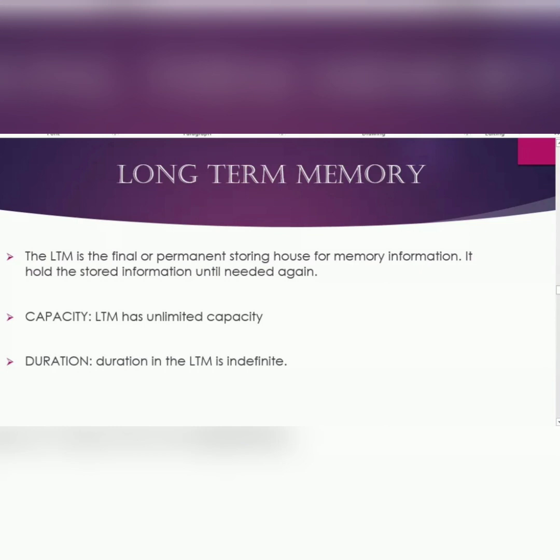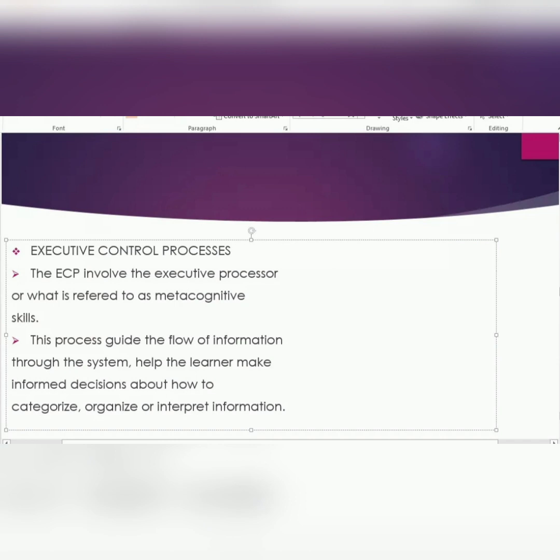Long-term memory. Some people have long-term memory that they tend to remember things for a long period of time until it's needed again. This is the part of the process on how the information is being stored in the mind through the system. This helps the learner to make decisions on how to organize and interpret information. According to Alison Motlock, executive control is the ability to carry out goal-directed behavior using complex mental processes and cognitive abilities.